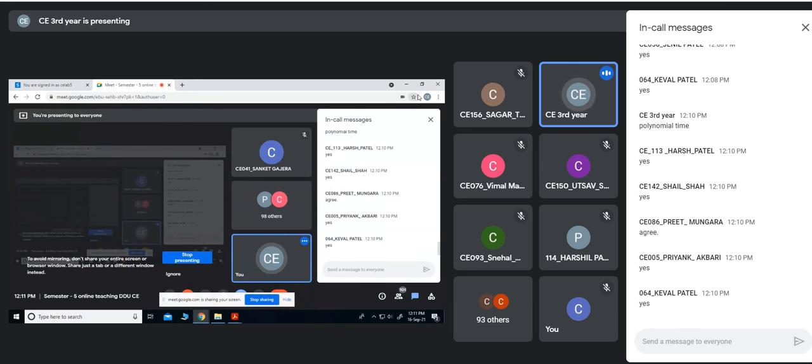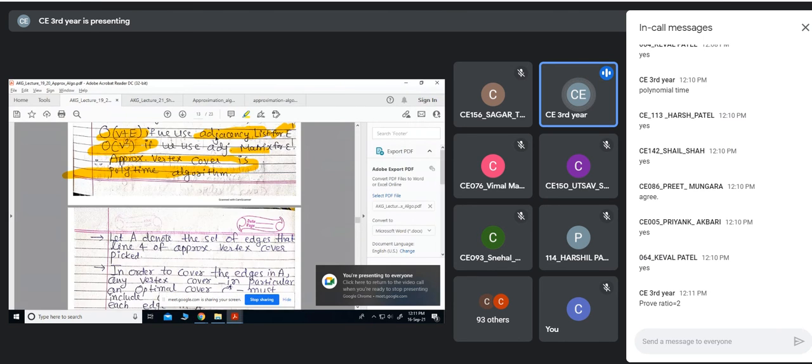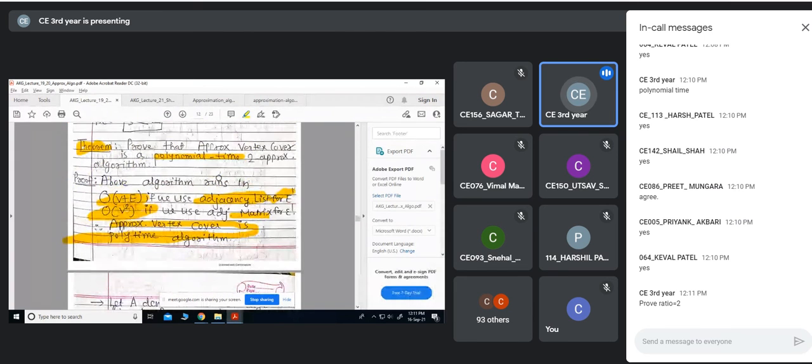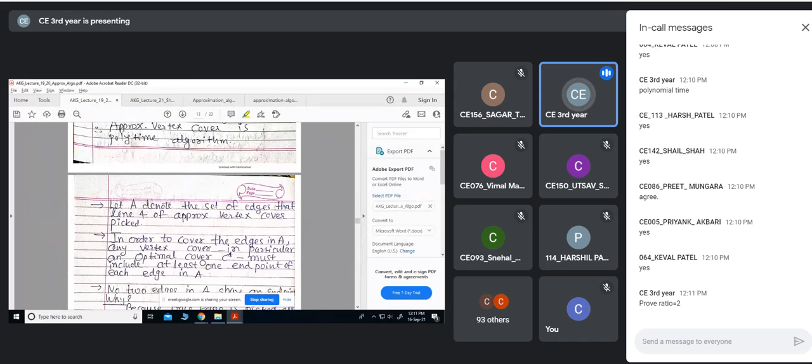Now the second point. I want to prove that the ratio is equal to 2. Please pay attention. We are proving that it is indeed a 2 approximation algorithm. We will not consider any particular graph in the proof; I'll talk in general. And Priyank, please focus, your question will also be answered.